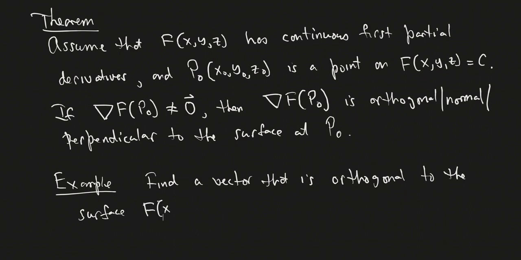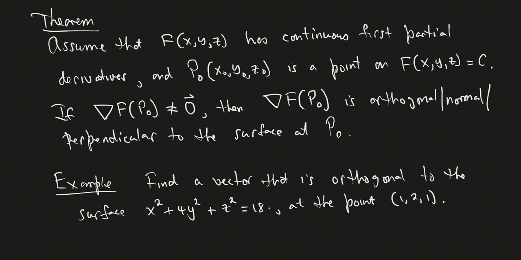and let me just, instead of writing down the big F notation, let me just write down the equation of the surface. And I won't make this one super complicated, but you've got x squared plus 4y squared plus z squared is equal to 18. And let's say at the point 1, 2, 1, just a simple point, right?